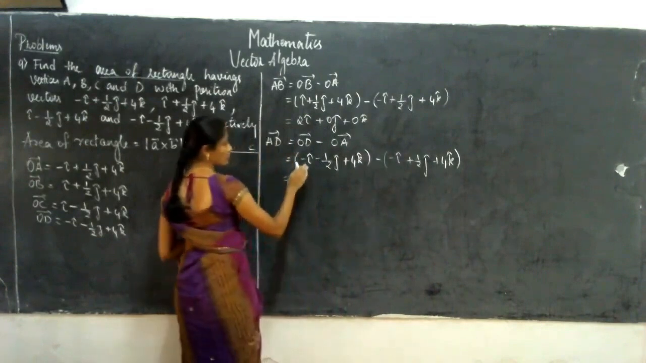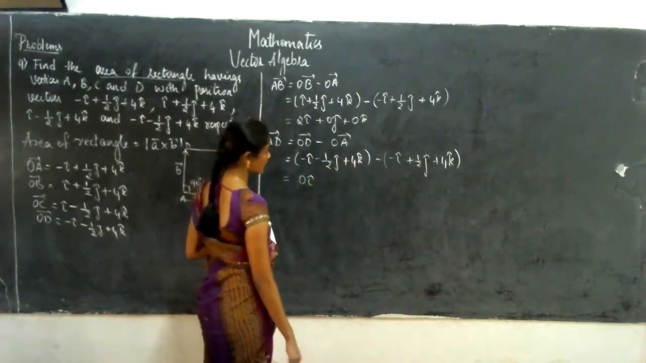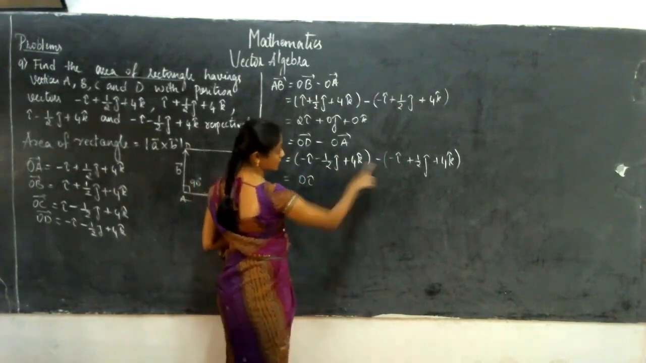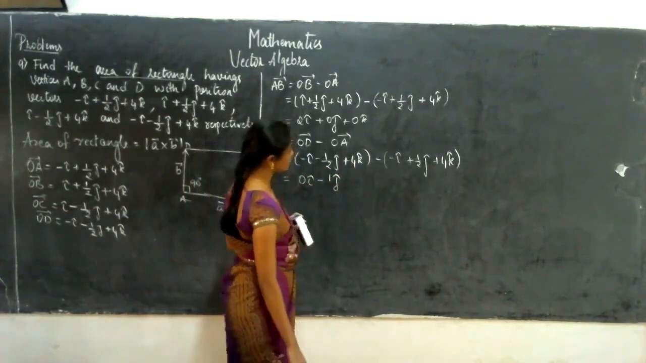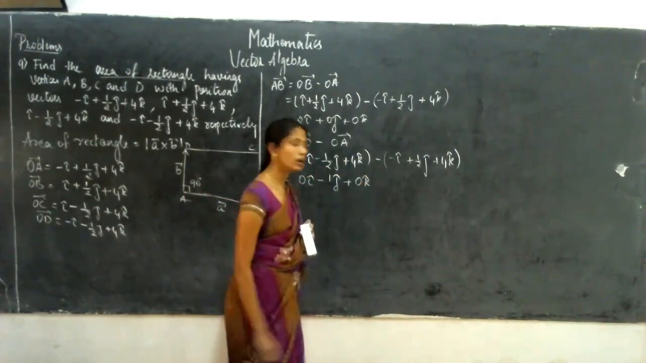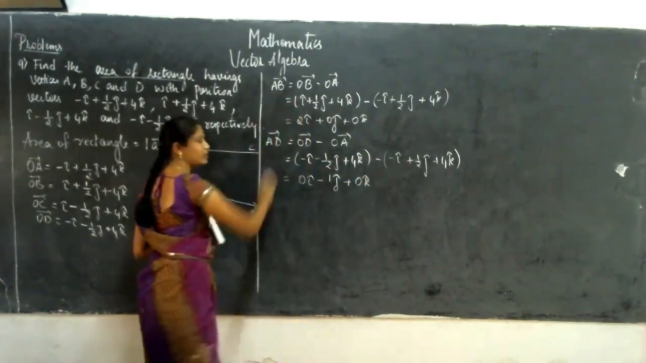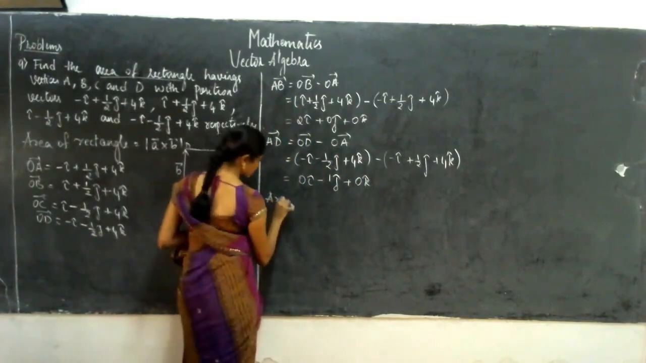This is equal to minus 1 plus 1, 0 I cap. Then we have minus half minus half, it is minus 1 J cap. Then plus 4 K cap minus 4 K cap, 0 K cap. Now we know what is vector AB and what is vector AD. Now let us substitute in the formula.